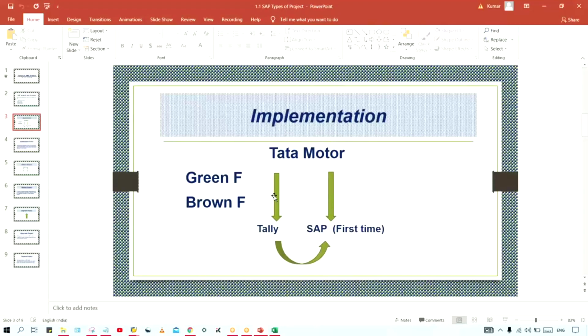So the interviewer may ask, okay, you tell me you were part of an implementation project, right? So what kind of implementation project was it? It means they are expecting this answer. Which answer, guys? Whatever implementation project there is, it is going to be segregated into two parts. That is called greenfield implementation and brownfield implementation.